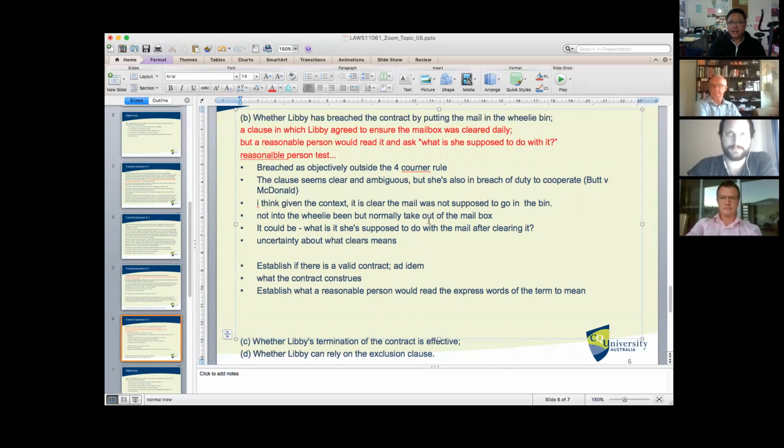Now, so we're saying that Libby has breached the contract. What is the basis for saying that? So on the one hand, breach as objectively outside the four-corner rule. Can somebody explain that?